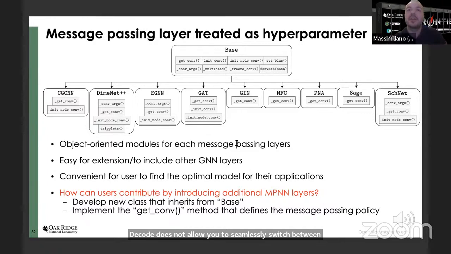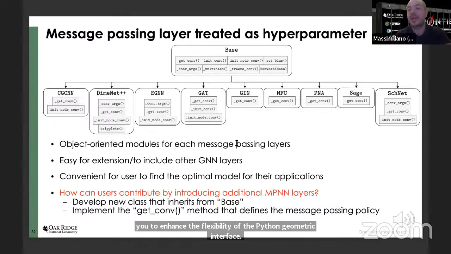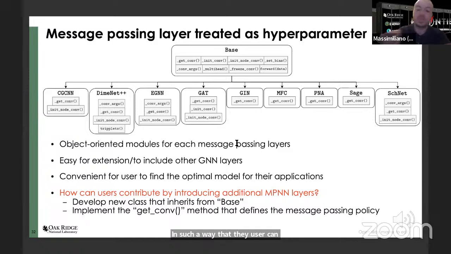So you can think of HydrogenNN as an intermediate buffer that sits on top of PyTorch Geometric and that allows you to enhance the flexibility of the PyTorch Geometric interface in such a way that the user can automate the switching from one message passing policy to the other at runtime without making disruptive changes in the code.